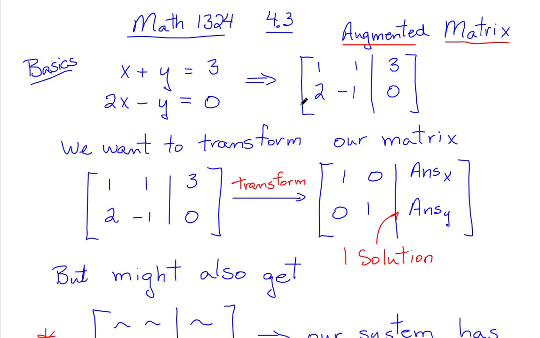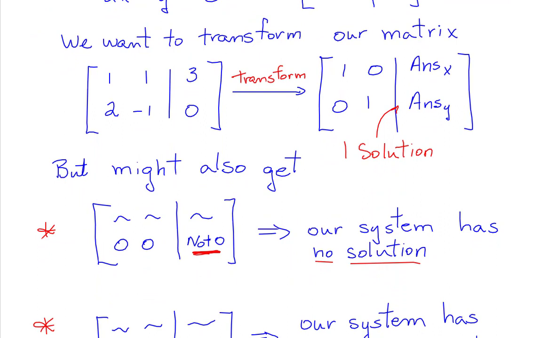Now, we then will take the augmented matrix and we'd like to transform it. We're going to transform it using row operations, and the hope is I can transform it into something that looks like this. It has ones down the main diagonal, zeros in the other places, and I'm going to get the answer for x and the answer for y. And then that would tell me that my system of equations has one solution.